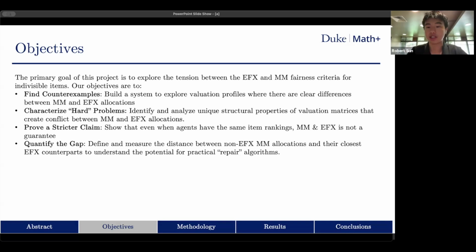For example, when all agents have the same item rankings, maybe this is a guarantee or maybe it is not. Then we want to see how far away these MM allocations are from their EFX counterparts, and see if there are ways to get from one to another, to ultimately answer the question of does EFX always exist, period.